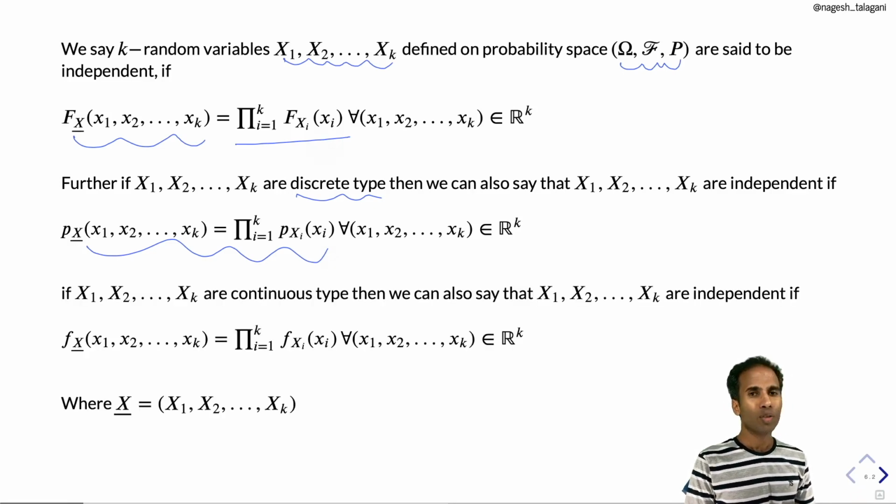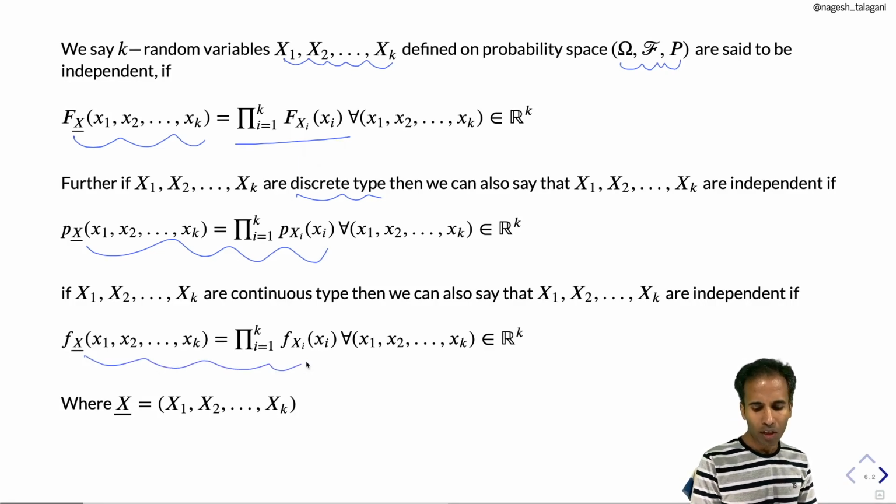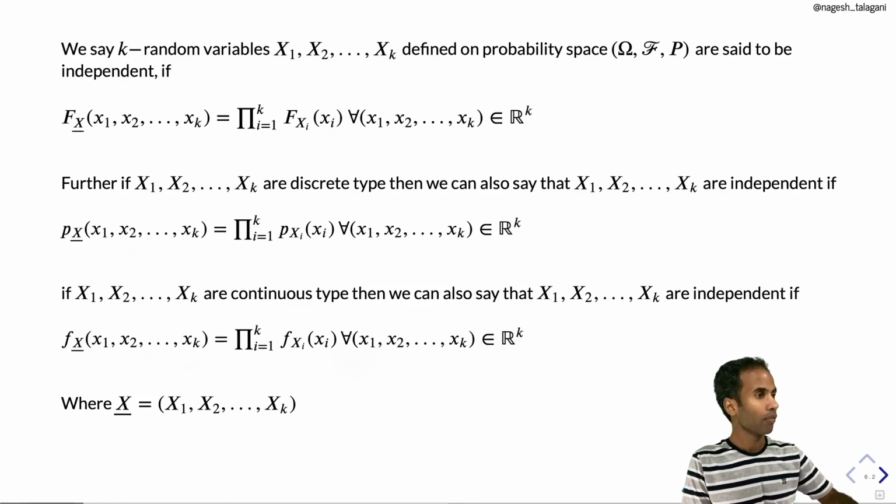If X1, X2, ..., Xk are continuous type and if you have access to their joint PDF, then you can use this definition for independence of X1, X2, ..., Xk. That is, to see if X1, X2, ..., Xk are independent, we have to check if joint PDF equals product of marginal PDFs. This is how we can check if X1, X2, ..., Xk are independent.